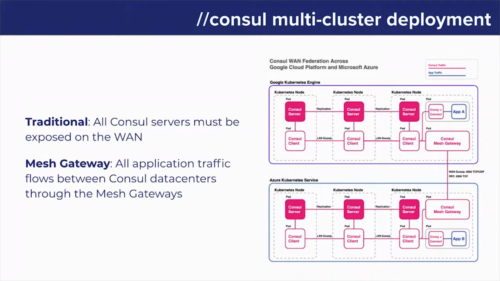Quickly too, before we get into the demo. The idea is that if my app A needed to talk to app B, where app A is sitting in GKE and app B is sitting in AKS, the flow would be that app A sends a call out to connect to app B by referencing its service name, as well as passing in the data center. From there, the Envoy sidecar proxy hands that off to the mesh gateway, which sends it through a tunnel over the WAN gossip to the other Consul mesh gateway, and then eventually hands that off to the app B pod, which is intercepted by the Envoy proxy as well.